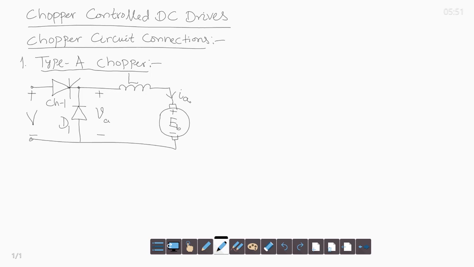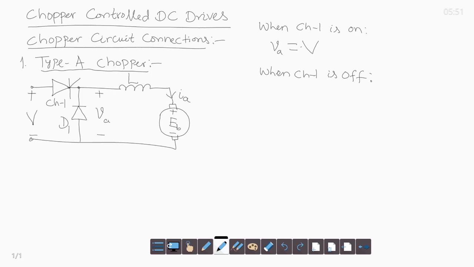So, in this type A chopper, when the chopper CH1 is on, the voltage applied to the motor VA equals the supply voltage V, and so current flows through the load. And when the chopper is off, because the output circuit is inductive, the armature winding has inductance, and there may be additional filter inductance to make the current smooth. Even in a series motor, field inductance is there.